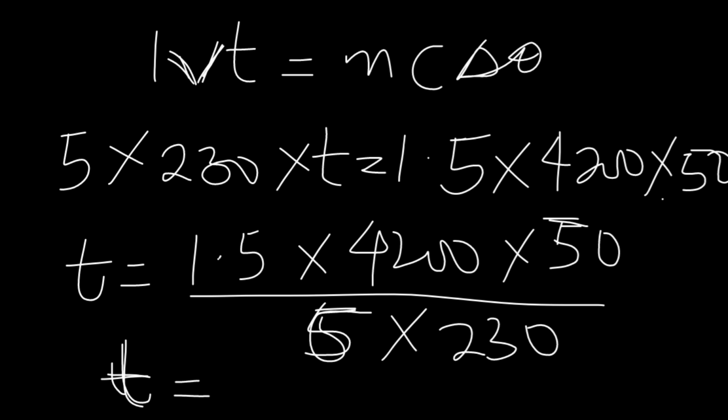When you want to use your calculator, first multiply the 5 times 230, that is the denominator, then you multiply everything up and divide it by the denominator. So after doing everything, we will get 237.9 seconds. So this is the answer to the second question.